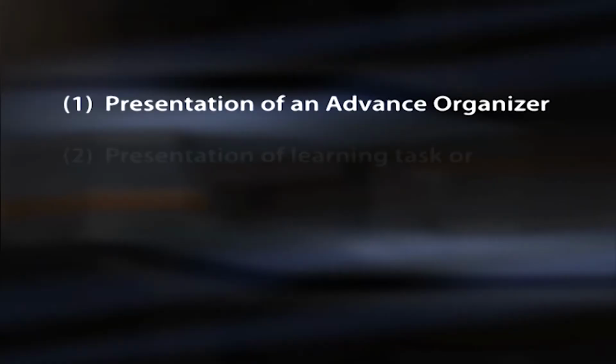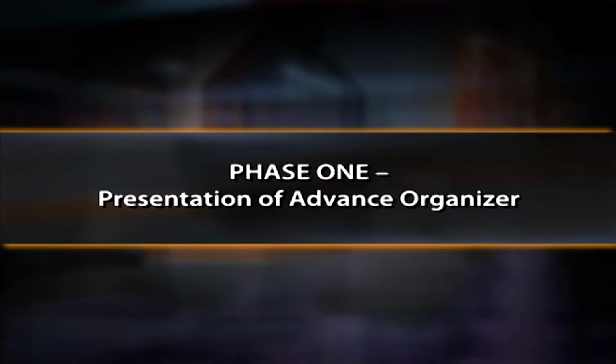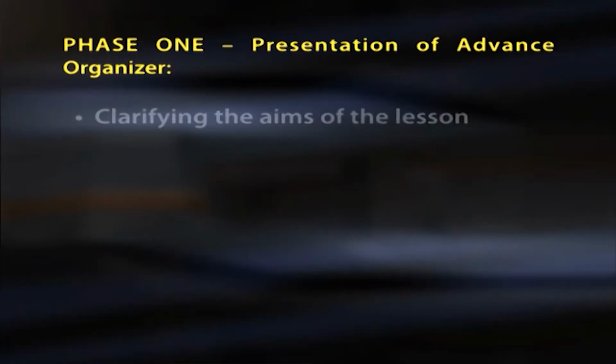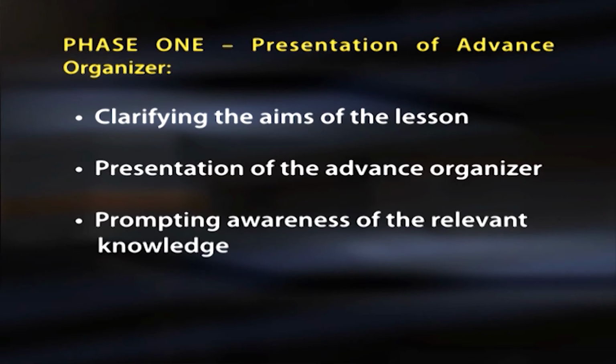Ausubel's model consists of 3 phases: presentation of an advanced organizer, presentation of learning task or material, and strengthening the cognitive organization. Phase 1: presentation of advanced organizer. Phase 1 consists of 3 activities: clarifying the aims of the lesson, presentation of the advanced organizer, prompting awareness of the relevant knowledge. Clarifying the aims of lesson is one way to obtain students' attention and to orient them to their learning goals, both of which are necessary to facilitate meaningful learning.